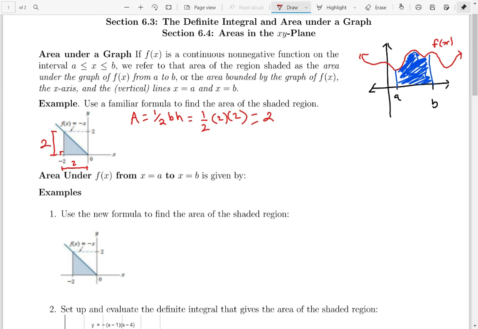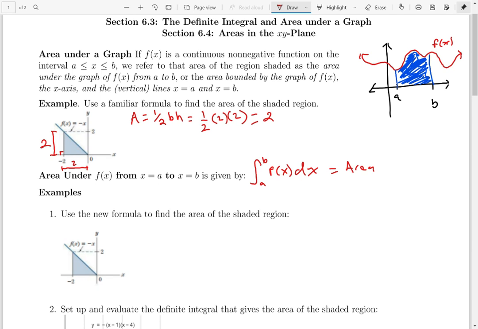Now, back to that statement, area under a graph. If we have some function f of x that is continuous and non-negative on some specific interval from a to b, where a is less than or equal to x, which is less than or equal to b, then I claim that the area under that function can be found by taking the definite integral from a to b of the function f of x dx. And I claim that this is the area that we're referring to above, that shaded region under the graph.